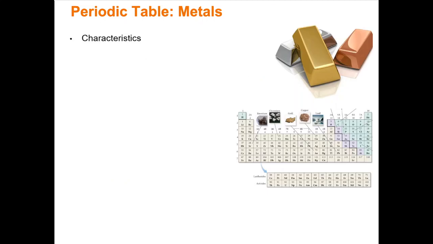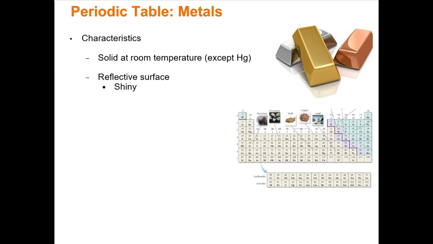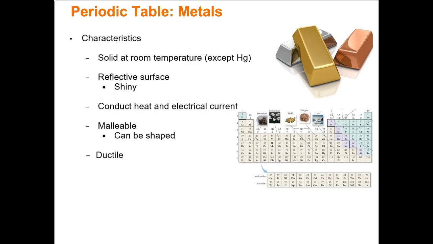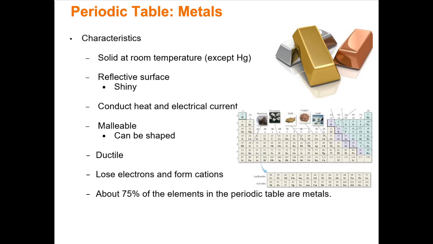So metals. I have some nice bars here of our Olympic metals: copper, silver, and gold. So characteristics: they're going to be solid at room temperature, aside from mercury, of course. They generally have a reflective surface. They're shiny, in other words. We know that they conduct heat and electrical current very well. They're malleable, meaning we can shape them into things like rings or coins. They're ductile, which means we can stretch them into wires. And we know they lose electrons to form cations.